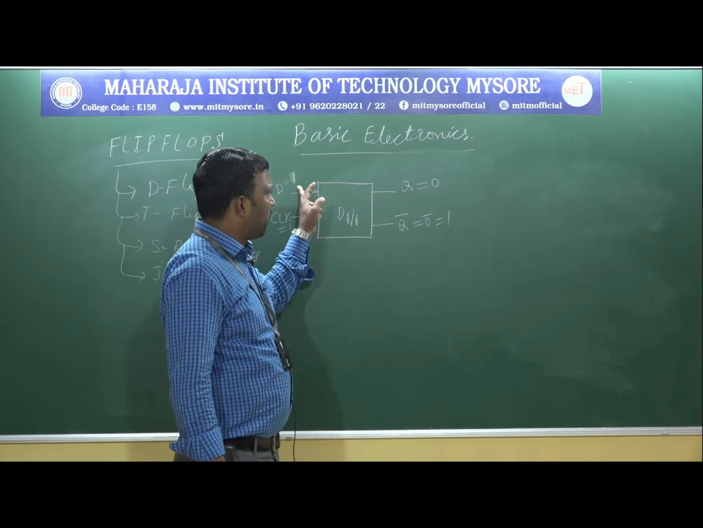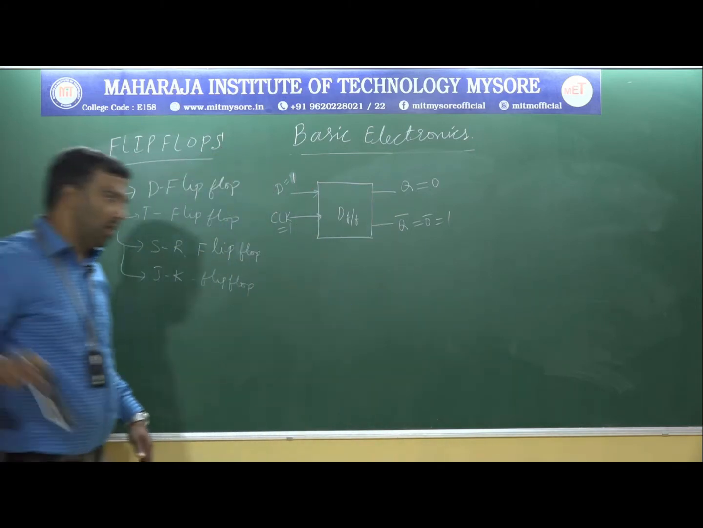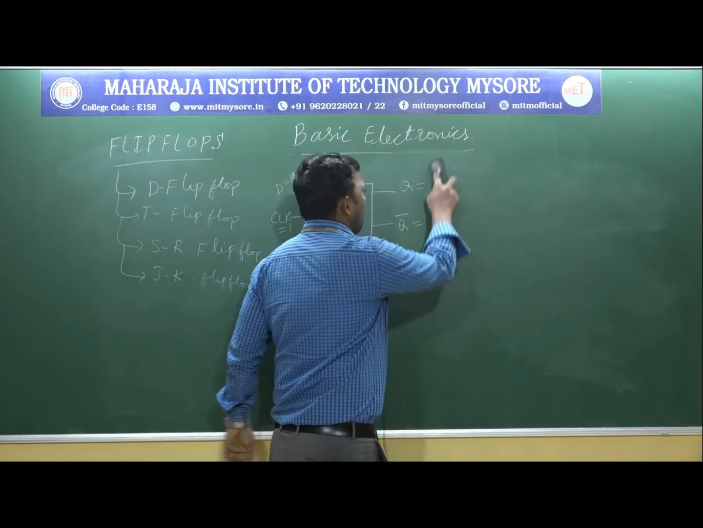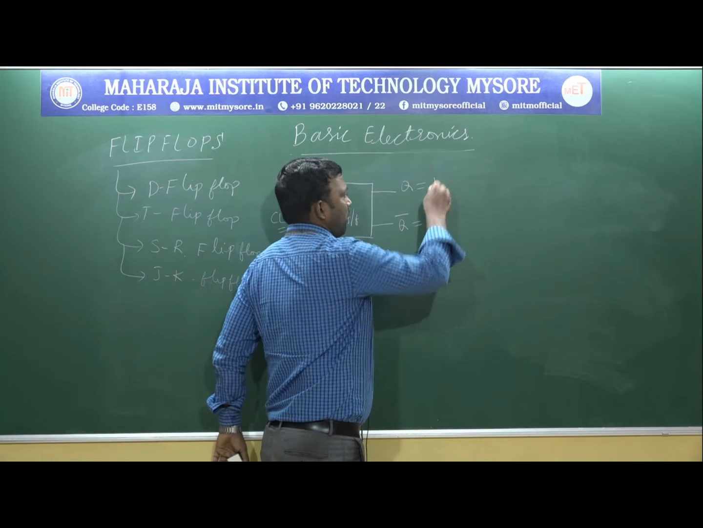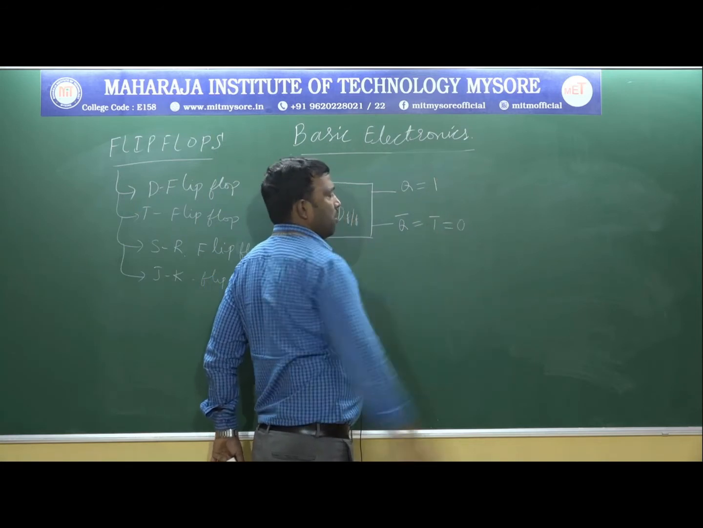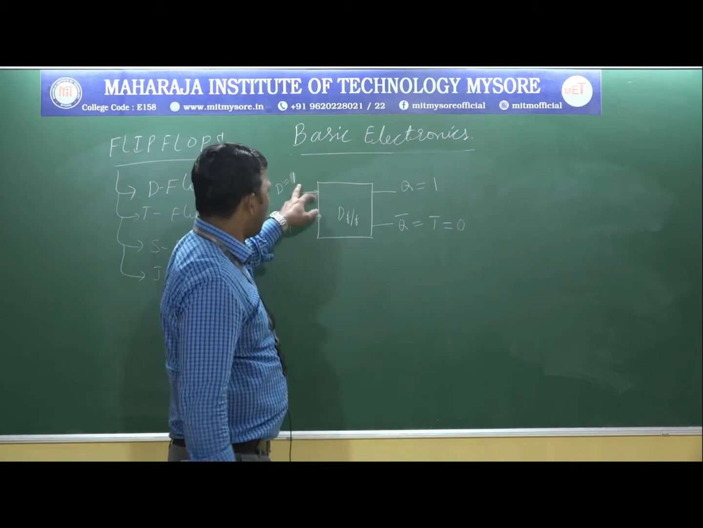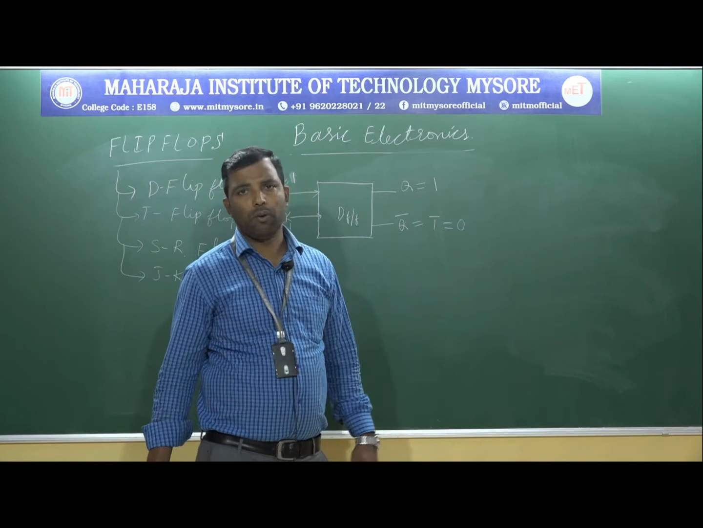When D equal to 1, the Q becomes 1. Whatever the data present in the D appears at the output side. So when D equal to 1, Q is 1. What is Q bar? Complement of Q, that is 0. When D equal to 1, Q equal to 1 and Q bar equal to 0.